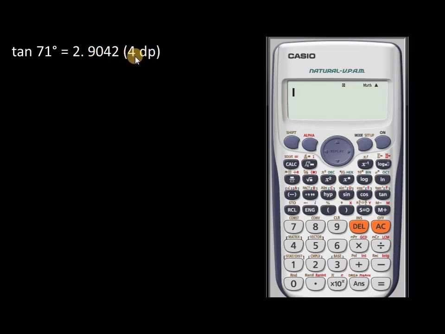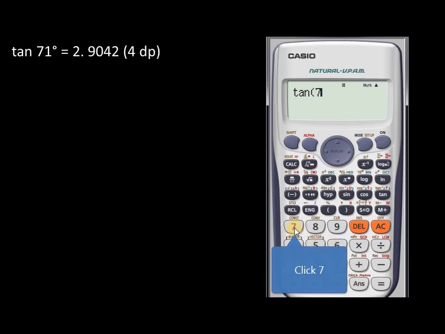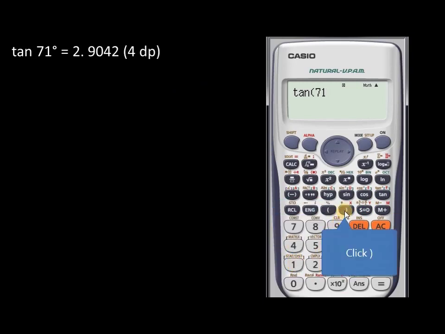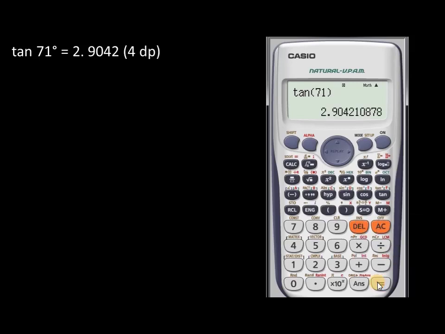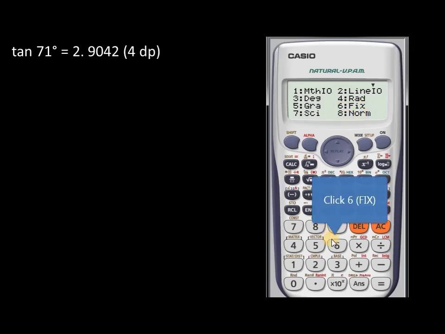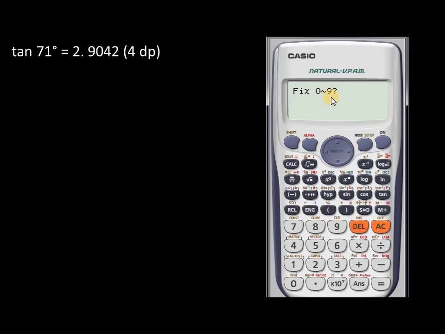The answer to this question is tan 71 degrees is equal to 2.9042 to 4 decimal places. To do this on the calculator, we go tan 71 close bracket, then equals. This is the long answer. We don't want all the decimal places, so we go shift, set up, we choose fix, that's number 6, and we've got to fix it to 4, so we choose number 4, and there is the answer, 2.9042.